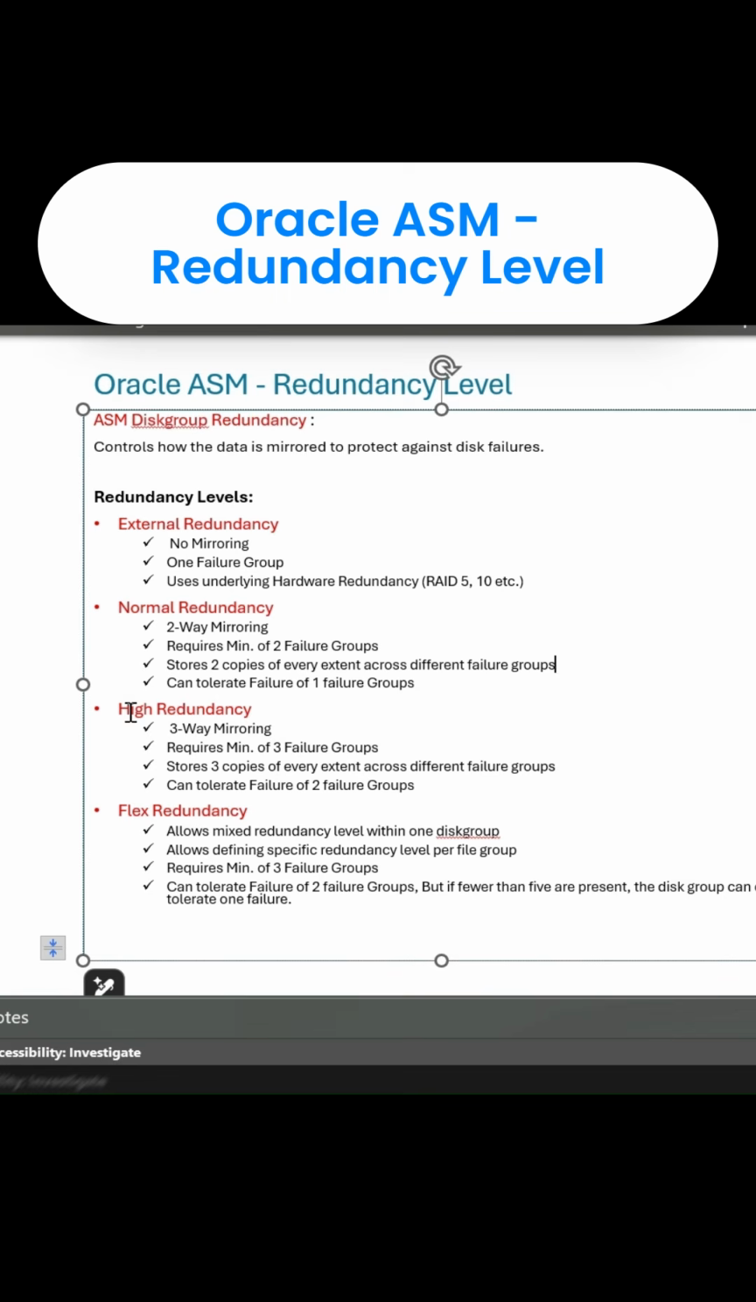The same applies for high redundancy. It is three-way mirroring. It requires a minimum of three failure groups. It stores three copies of every extent in different failure groups, and it can tolerate a maximum of two failure group failures.